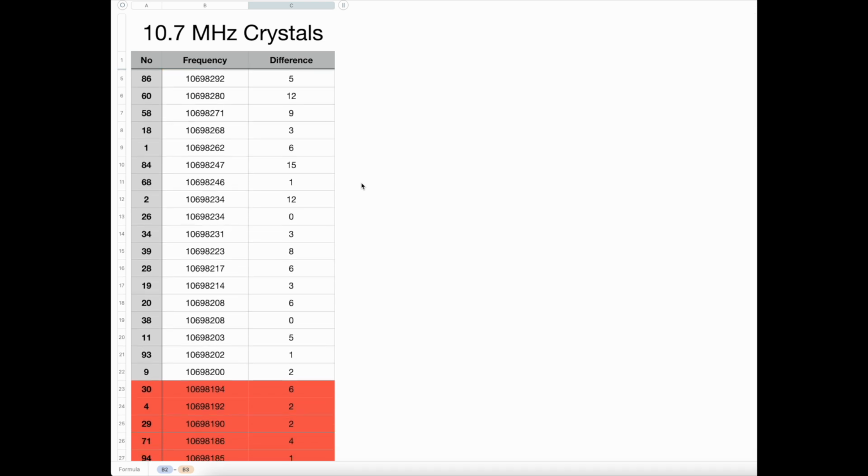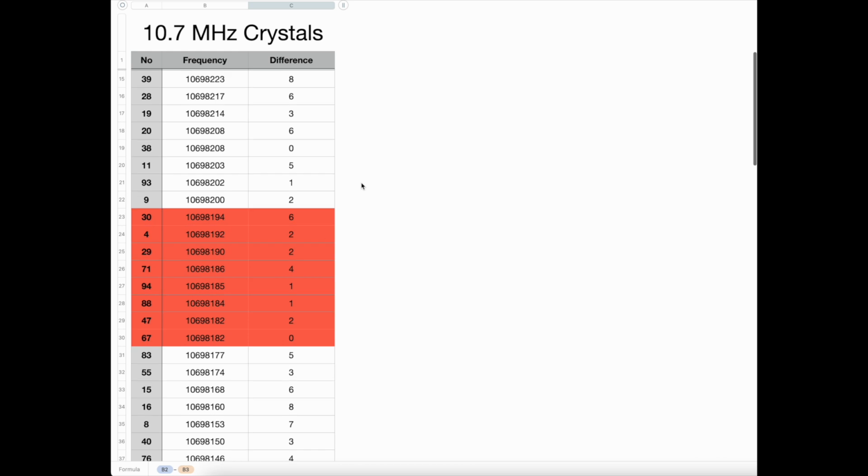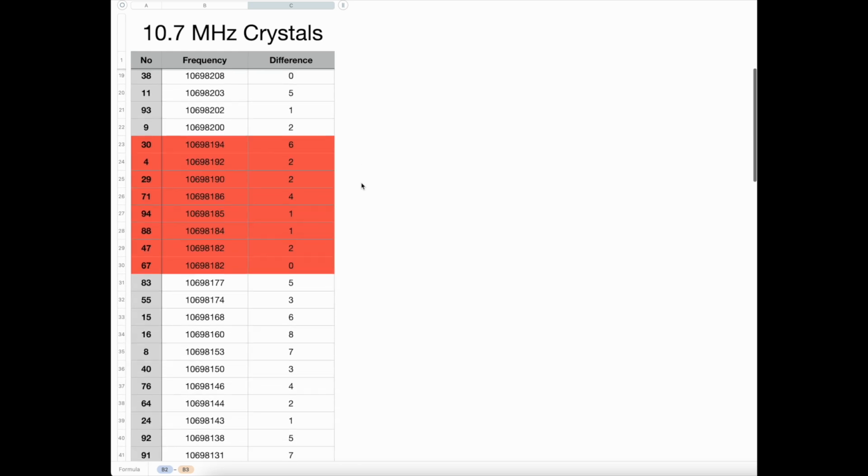And for the crystal filter that I'm going to build, I need 8. So I need 8 crystals as closely matched as I can get them. I was just looking down here and I settled on this group, which I've highlighted in red, which starts at 10.698194 going down to 182. So you can see that's only a difference of 12 hertz across all 8 crystals, which is, I mean, superb.